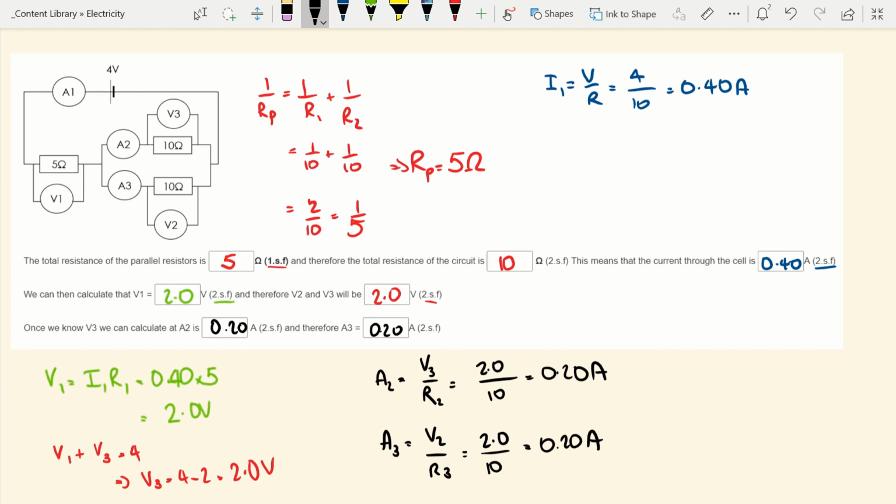So that's our last question, looking at incorporating our resistance laws in amongst our current and potential difference laws. And it is critical that you know each of these laws and you've got them clear in your head, so that we're not, with parallel resistors, just adding them together or something, which quite a few of you were doing.